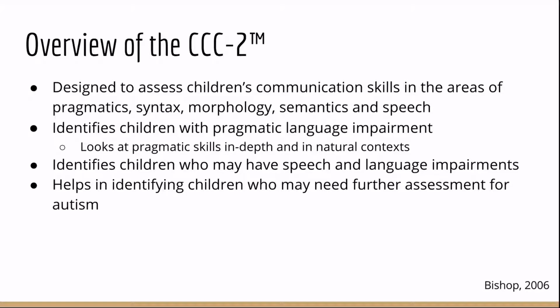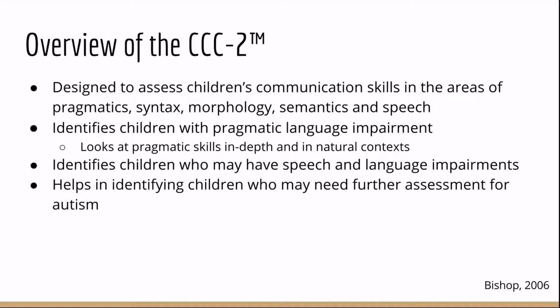It's important to understand pragmatics and the role it has on communication. According to the CCC-2 manual, children with speech and language impairments are at risk for long-term social difficulties, which can impact their day-to-day lives. This leads us to our second pre-check question. This assessment measure is important in the identification of children with pragmatic language impairment, children who may have speech and language impairments, and children who may need further assessment for autism spectrum disorders.